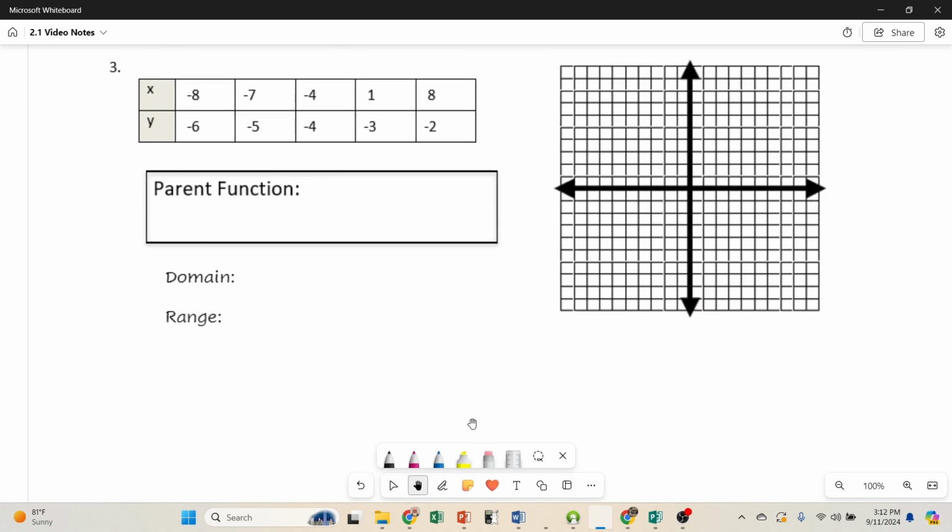Okay, so here we have -8, -6, which takes us right here. And then -7, -5, which comes here. And then -4, -4 comes here. And then we are at 1, -3. And 8, -2.